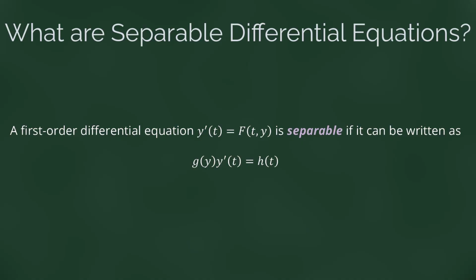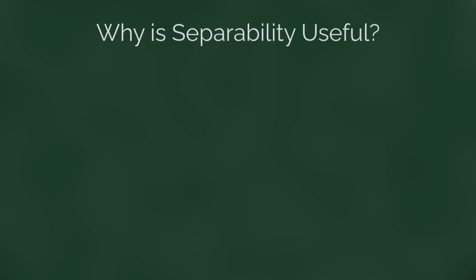A first-order differential equation, y prime of t equals f of t comma y, is separable if it can be written as g of y times y prime of t equals h of t. The key thing to note here is that our function on the left, g of y, only involves our dependent variable y, while our function on the right, h of t, only involves our independent variable t. Let's think about why an equation that can be written in this form might be helpful to us.